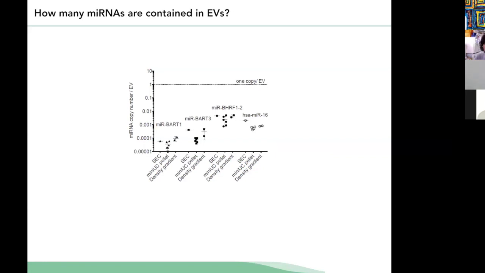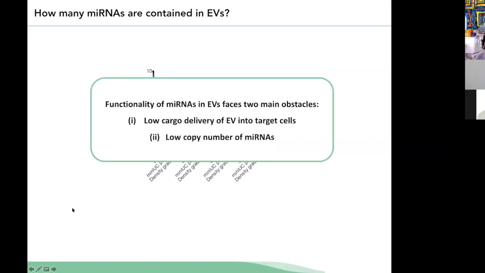So this is my final slide. We did the absolute quantification on different purifications we have performed of the microRNA, and we saw that you need like 300 to 10,000 EVs to make a single copy of microRNA. And that's probably why we couldn't see any effect even boosting our system.